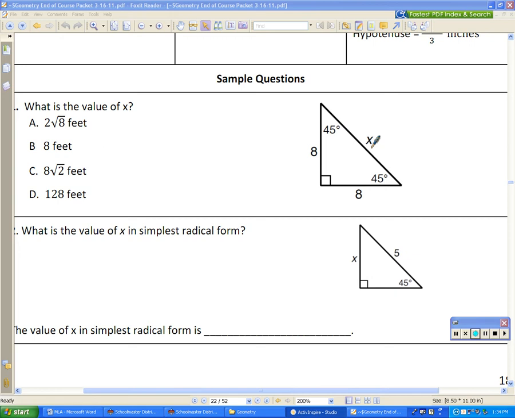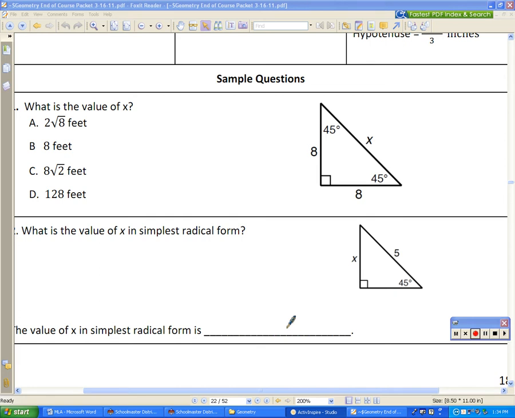All right, for the next one, we're going backwards. Instead of having the legs and figuring out the hypotenuse, they give you the hypotenuse and you figure out the legs. To get the hypotenuse, we multiplied by the square root of 2. To get the legs, you would divide by the square root of 2. And so it would be 5 divided by root 2.